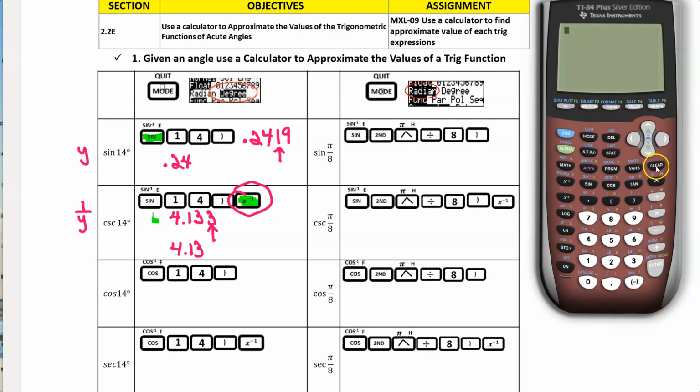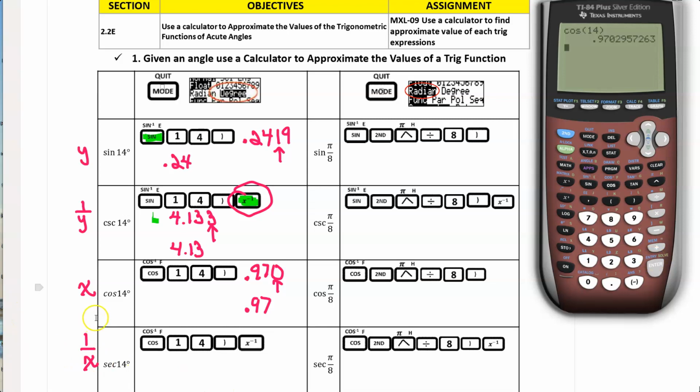Alright, next one. So I'm going to hit clear. Cosine 14 degrees. So cosine is our x-coordinate. And then to get the secant, we're going to flip that. We're going to take its reciprocal. So cosine 14, close the parentheses and round this to the nearest 2 decimals. So the 0 says leave that 7 alone, 0.97.